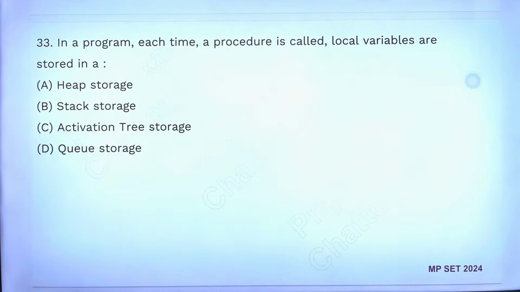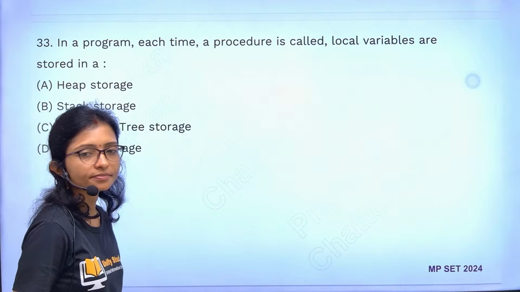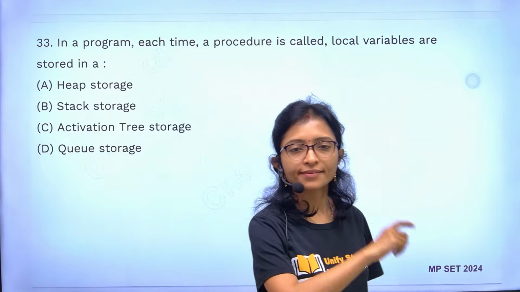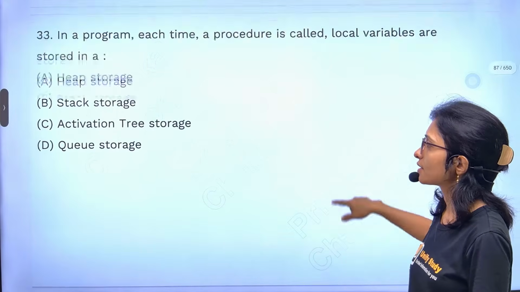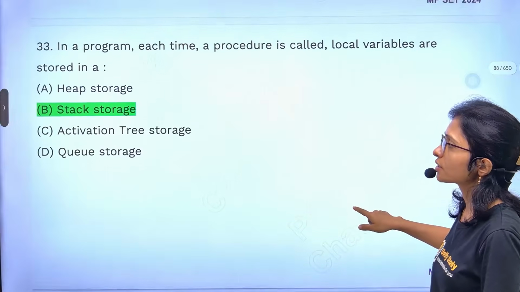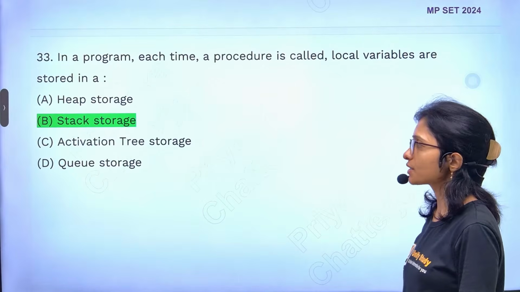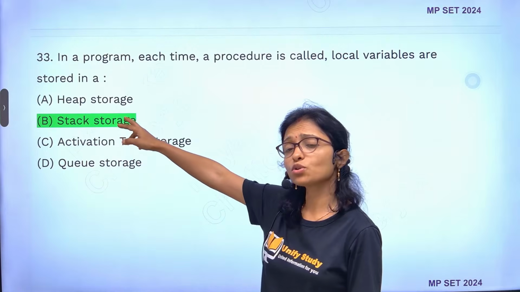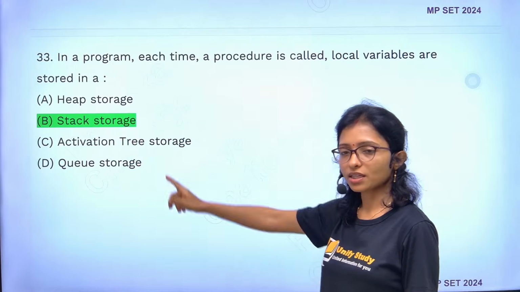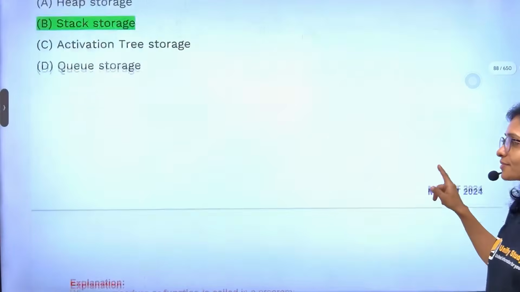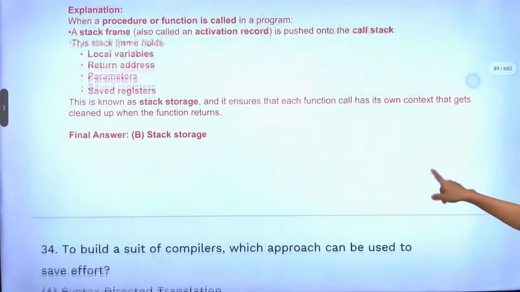In a program, each time a procedure is called, local variables are stored where? Yes, the local variables are always stored in the stack. Stack is used for local variables. Then what is the heap used for? Stack is used for local variables, then heap is used for what? Let me know in the comment section. Yes. Next.